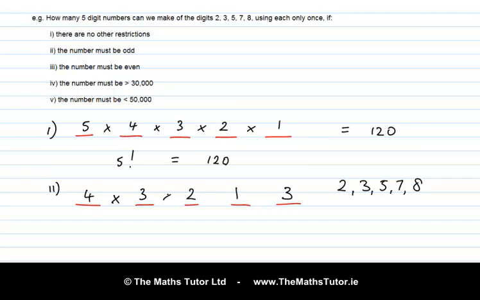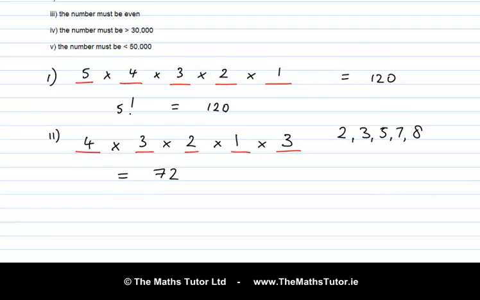And now we multiply them. So 4 by 3 by 2 by 1 by 3 is 72. So there's 72 different arrangements or permutations which are odd numbers. Now let's try the third one where the number must be even.